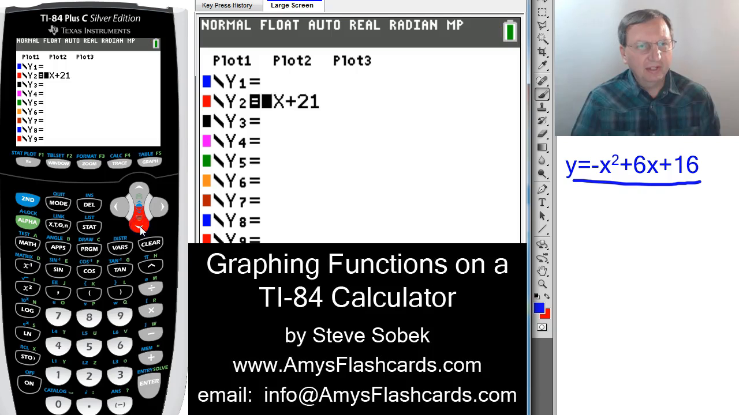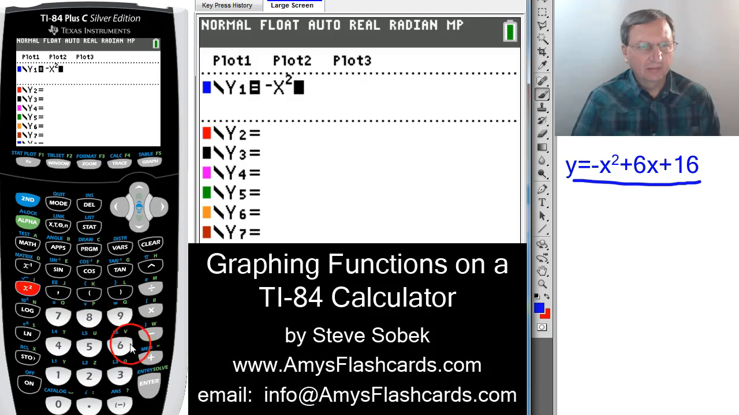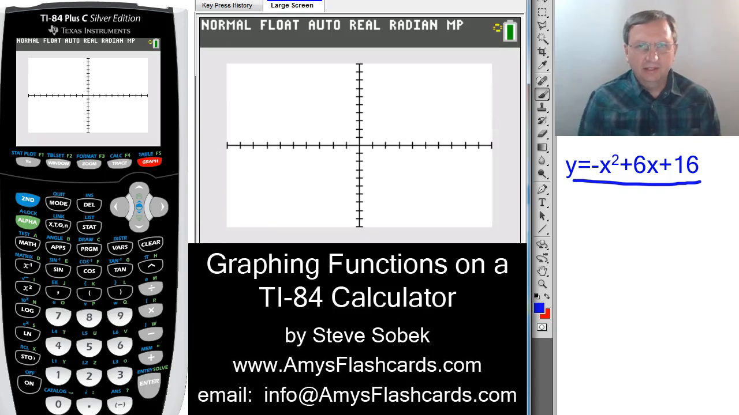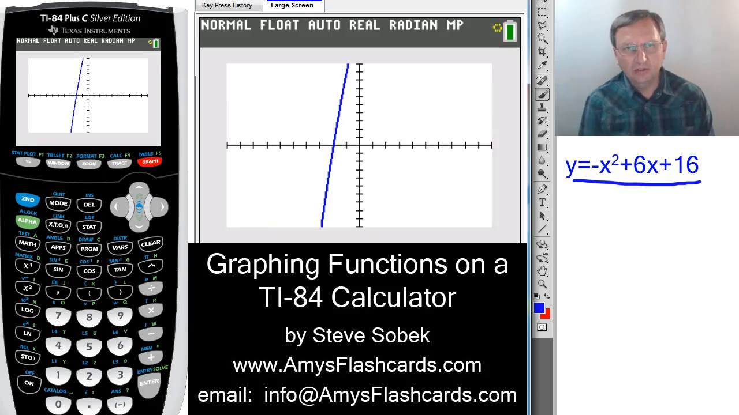We're going to hit our down arrow key to move down to y sub 2, and then hit the clear button, and that wipes it out. Let's hit the up arrow key again to get up to here, and let's type in this function. Okay, opposite x squared plus 6x plus 16. And go ahead and hit the graph button. Again, I did a zoom 6 to restore the window to the standard window from -10 to +10.